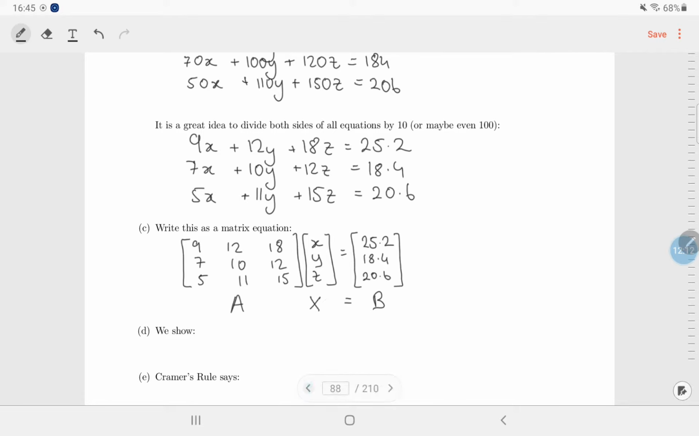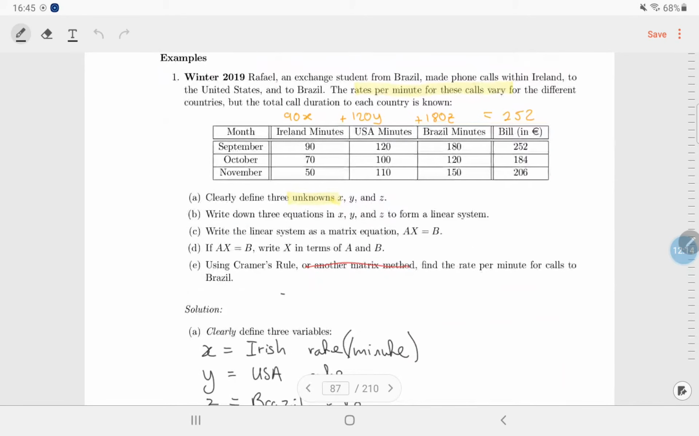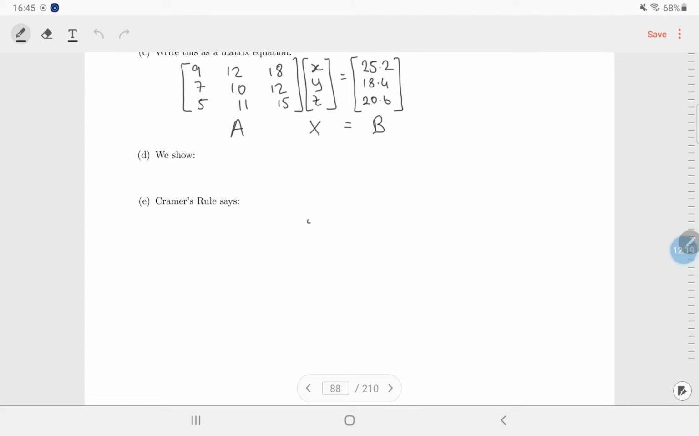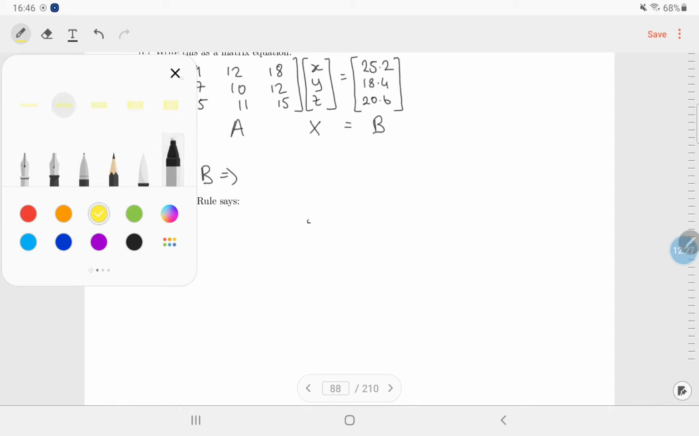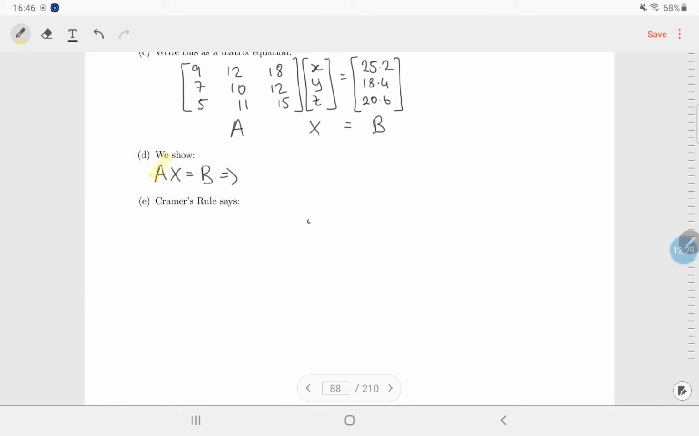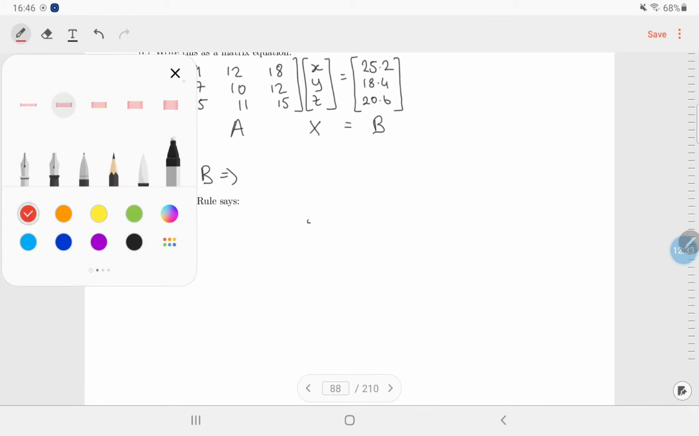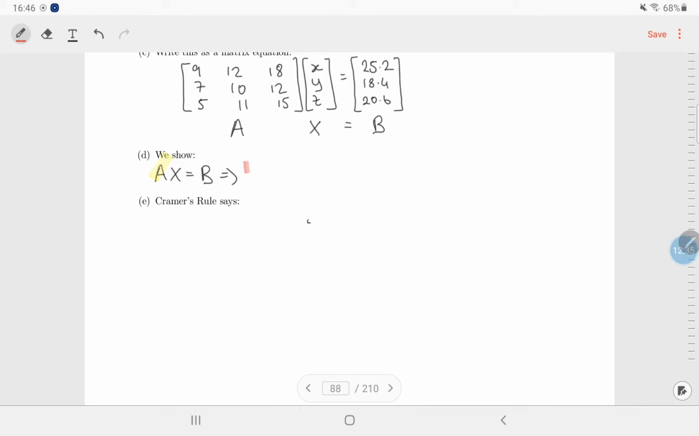What's part D? Question D is if AX equal to B, which we've done, write X in terms of A and B. So this is just a matrix algebra problem. So I got AX equal to B. You want to get rid of this A. So how do you get rid of that A? Well, you multiply by A inverse, but you have to multiply by A inverse on the left. So that's the wrong yoke.